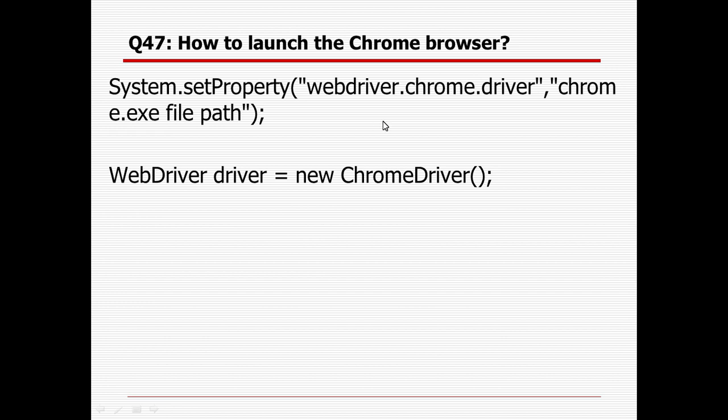How to launch Chrome browsers? The first criterion is that you need to have the Chrome browser installed in your system. Then, corresponding to the version of the Chrome browser, you need to have your Chrome driver. Once those are available, you use System.setProperty webdriver.chrome.driver and give the path of the chromedriver exe file. You need to use the WebDriver class, create an object, then new ChromeDriver. You need to import both classes from the Selenium packages.